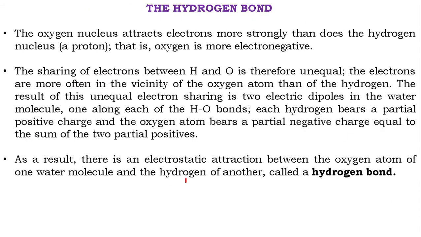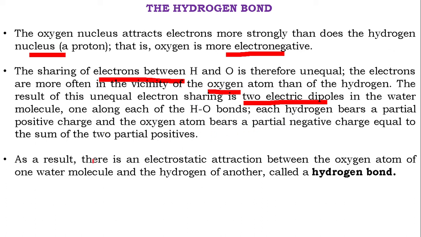The hydrogen bond. The oxygen nucleus attracts electrons more strongly than does the hydrogen nucleus. Therefore, as I told you earlier, oxygen is electronegative. Therefore, the sharing of the electrons between the hydrogen and the oxygen is unequal. These electrons are closer towards oxygen than towards hydrogen. This develops an electric dipole. One dipole between one oxygen and hydrogen bond. So there are actually two dipoles.